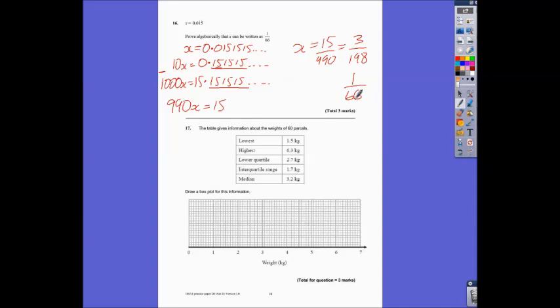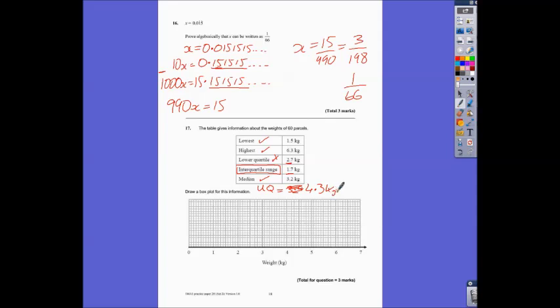Question 17. The table gives information about the weights of 60 parcels. Draw a box plot. Now, for a box plot, we need the lowest, the highest, the lower quartile, the median, but we need the upper quartile. Now, we've been given the interquartile range instead. So to work out the upper quartile, we need to do 2.7 add 1.7, which is 3.4 kilograms. Sorry, 4.3 kilograms, apologies.